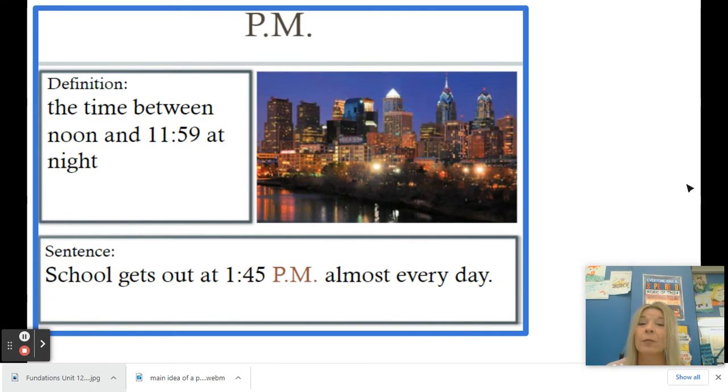Our next word is that PM. And PM just deals with time. It deals with the time between noon, which is usually around lunchtime, and 12:59 at night. So it's kind of like our afternoon, our evening, and our nighttime. And it says school gets out at 1:45 p.m. almost every day. Now, our school doesn't get out at that time. Ours gets out a little later, but it is in the afternoon. So we would call that PM.